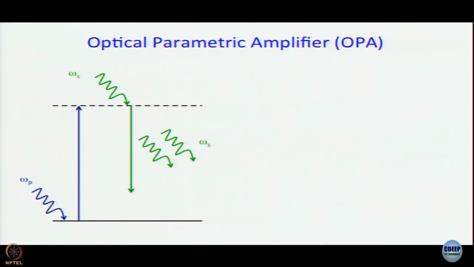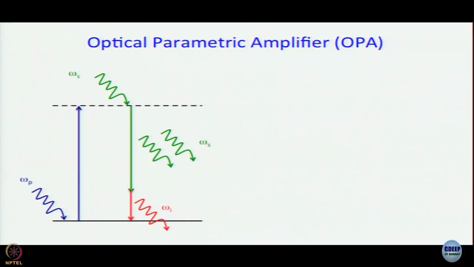Right. Now, what happens to the remaining energy? Omega p minus omega s, what would that be equal to? Omega i, the idler. That would also come out automatically, right. This is the very basic principle of optical parametric amplifier.